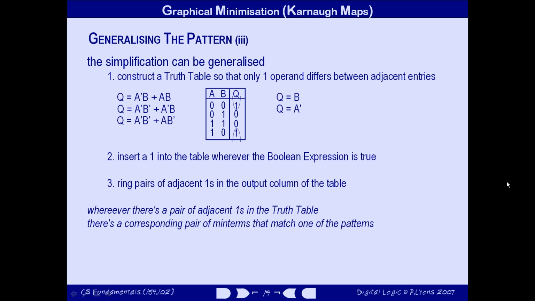And by examining the minterms, we can see that the value of B is true, and A could be either true or false, so it really doesn't matter. So in this case, Q is equal to B.